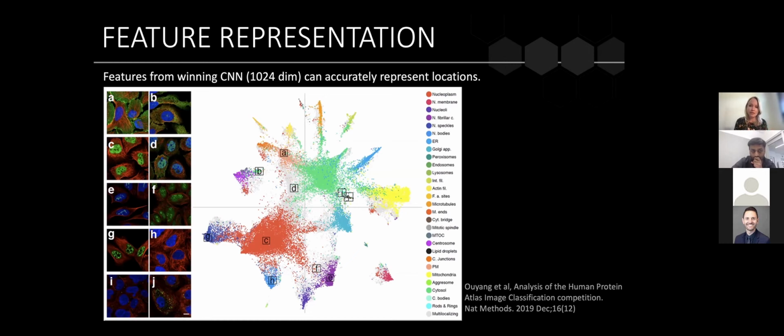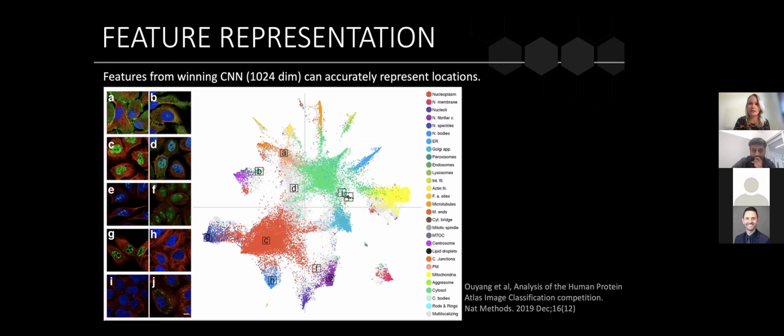And what you see here is all images in the HPA cell atlas. So this is about 80,000 images corresponding to 13,000 proteins mapped across a wide variety of cell lines. We've colored each image according to its manual annotations that we provided. So you can clearly see that the model nicely separates the different locations, but that's what it was trained to do.